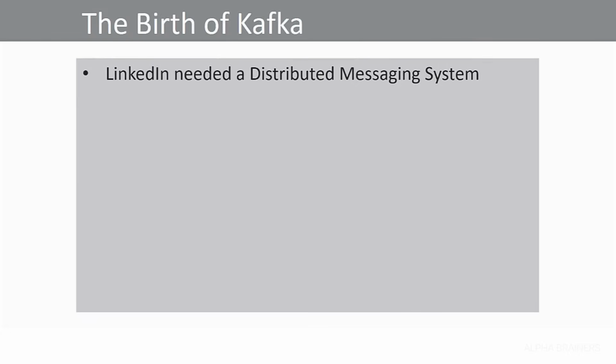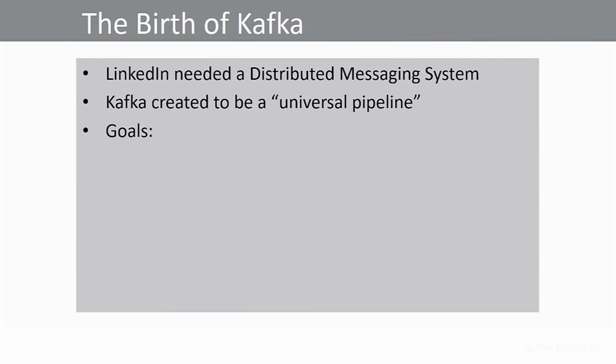So what they really needed was some type of distributed messaging system. They looked around and found that none of the ones out there really solved the problem that they had. So they decided to go ahead and create one, something that would be referred to as a kind of universal pipeline. That was what Kafka was. And it had several goals initially. The first goal was a single data transfer solution. So instead of having different types of solutions, there'd just be one solution. That's it. Everything went through Kafka.